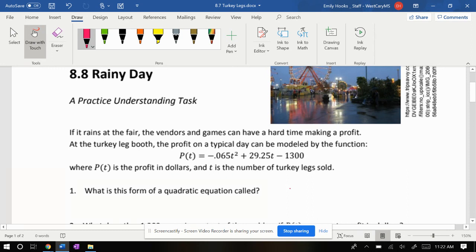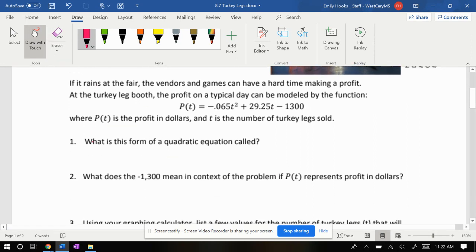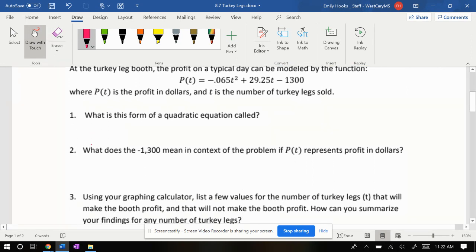So what they're wanting us to do in here is to interpret what each piece represents, what kind of function this is, etc., and then we're going to find some information out. So the very first thing that we're going to do is decide what kind of function this is. When it's in this form where you have your ax squared plus bx plus c, that's going to be called your standard form.